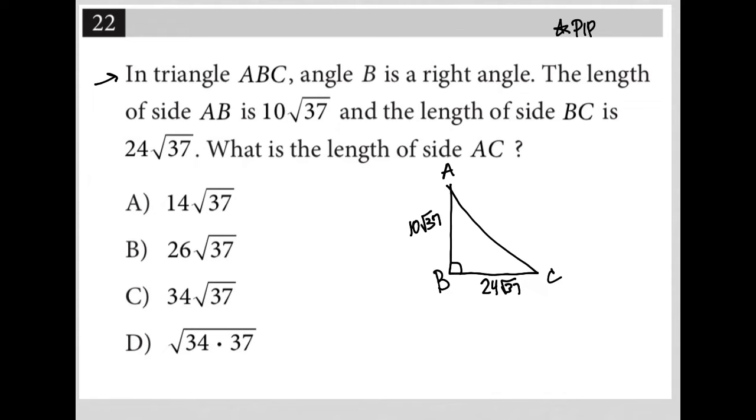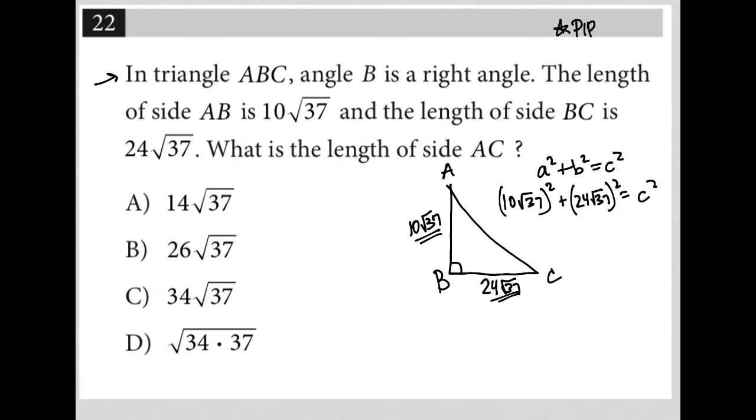Okay, well, first of all, this is a right triangle. We know two sides of the right triangle. So to find the third side, we can simply use Pythagorean theorem, which is a squared plus b squared equals c squared. So in this case, our a squared will be 10 root 37 squared plus our b squared will be 24 root 37 squared equals c squared.